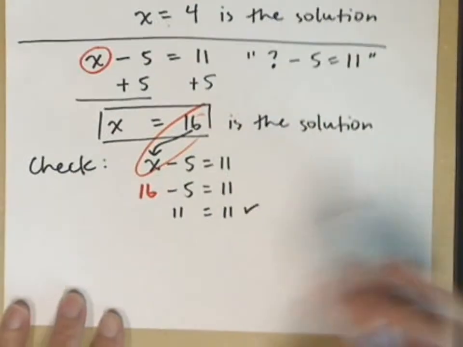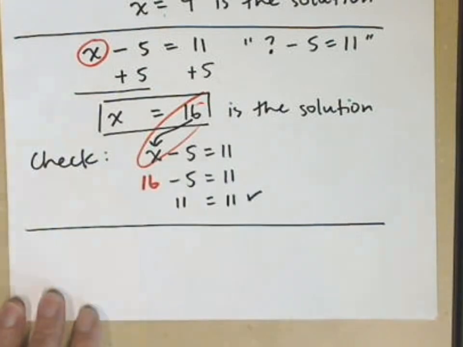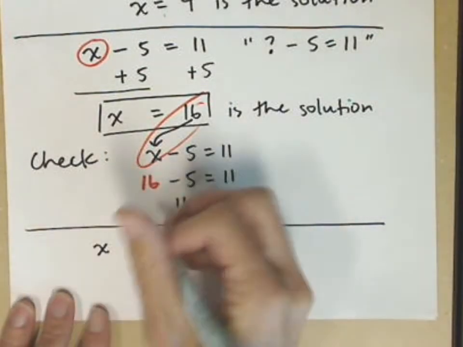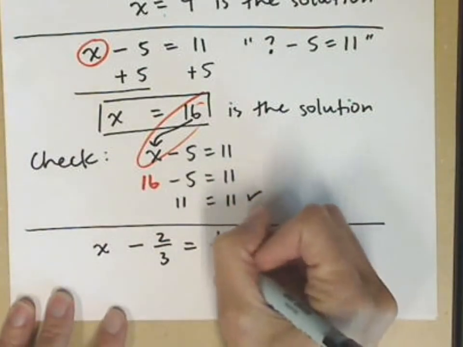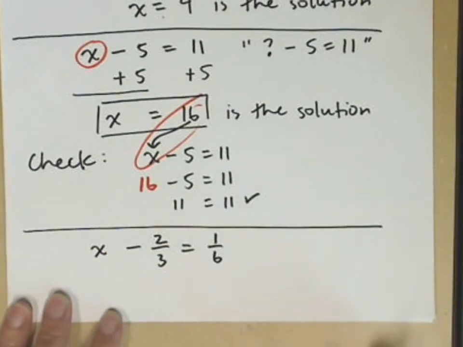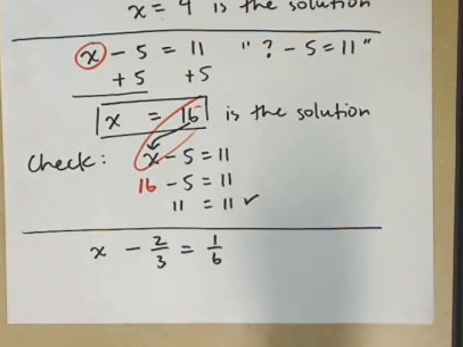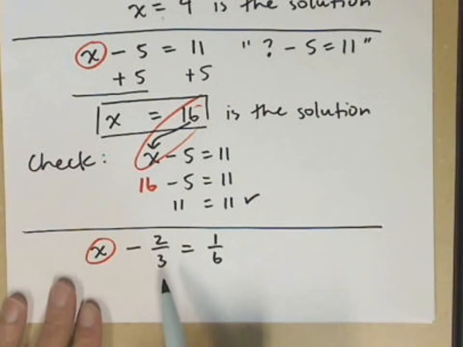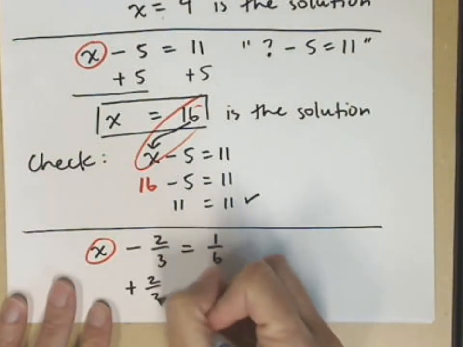Let's do one more. Okay, so for our final example, let's do x minus 2/3 equals 1/6. Now I chose this one because this is maybe one that you wouldn't just guess off the top of your head. But we know what to do. We want to isolate the x. Here it is. I see that there's a 2/3 being subtracted, so I'm going to do the opposite, and to do that I add the 2/3.